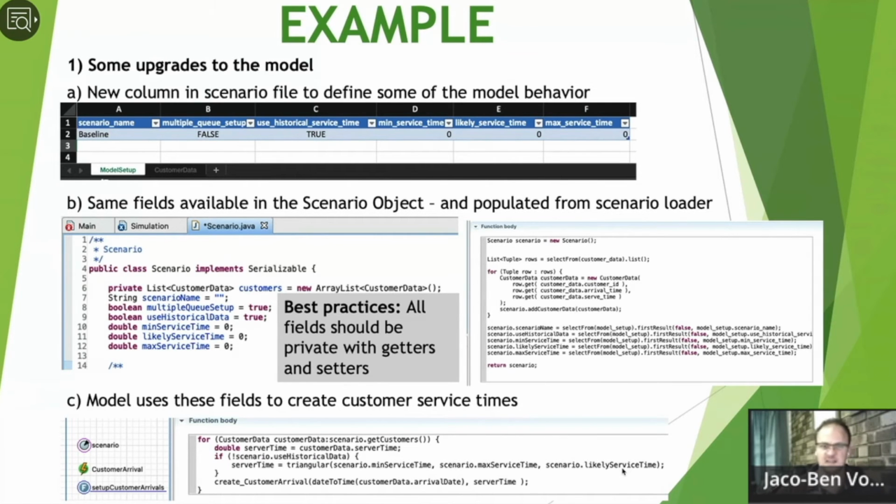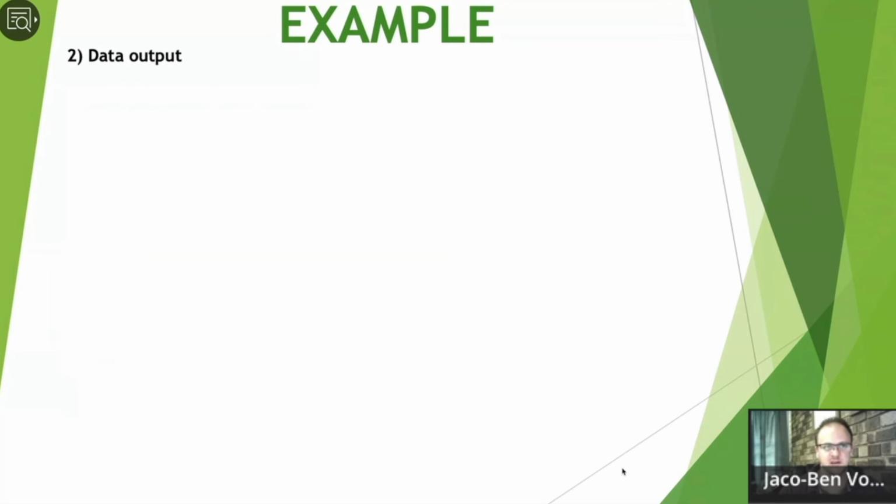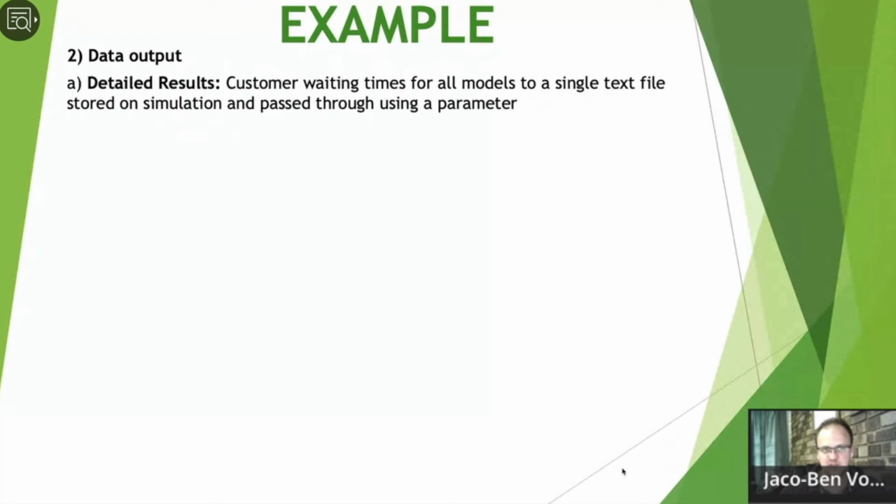So this is how easy it is. I did not change anything on the model logic side. I changed my source data, I added things to my scenario object, and I changed a small piece of setup logic. And everything else still stays exactly the same. Whereas if you were reading these service times inside your delay objects, you would have to go and change your delay object.